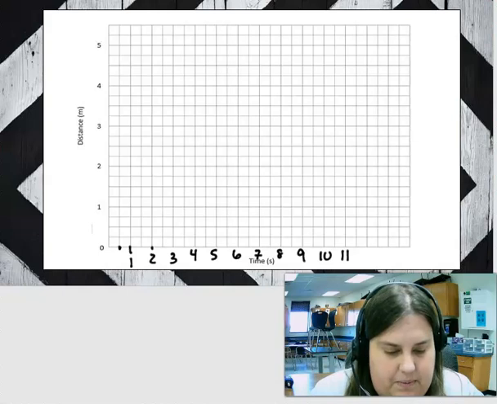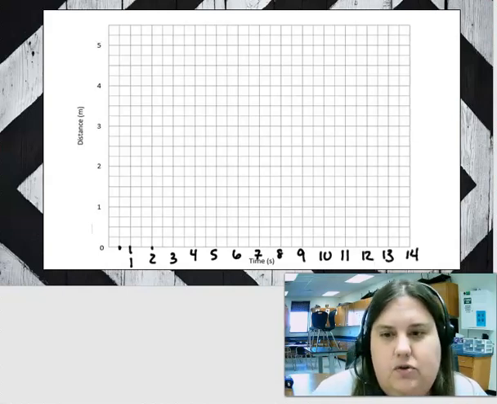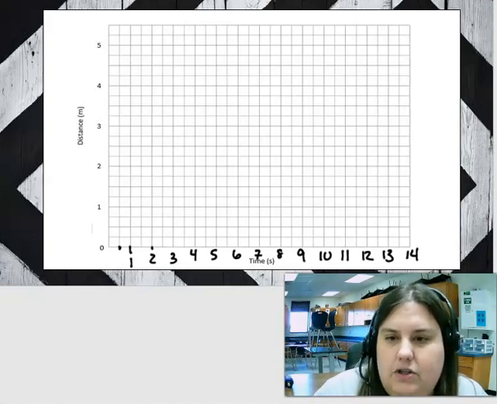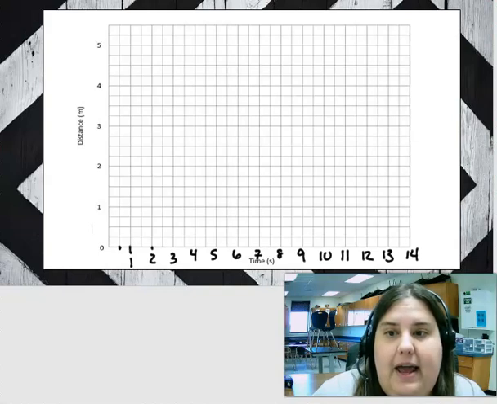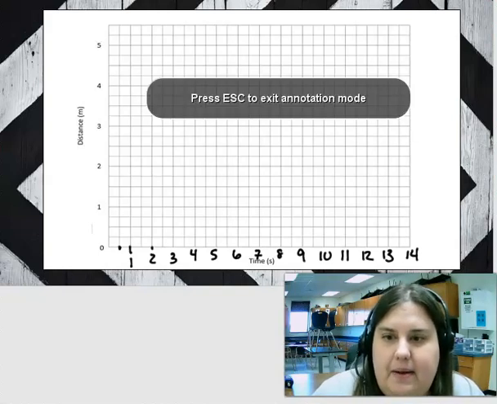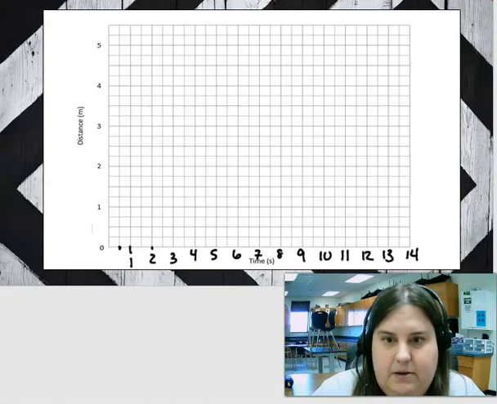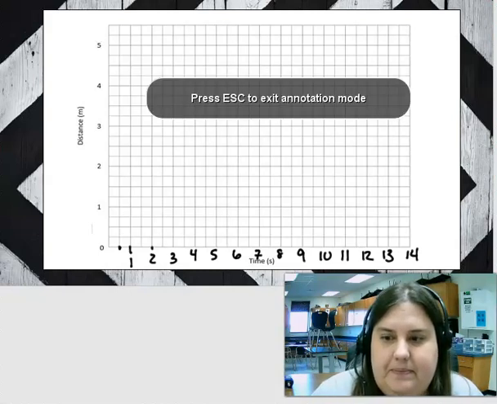Remember, it will be a lot easier for you if you have printed out this lab to draw this graph, okay? So you should be able to go all the way to 14 on your graph. And then we're going to take our distance and the time that we have for our average time, and plot that on our graph, okay? So go ahead and get your graph set up, and then we're going to plot our data.